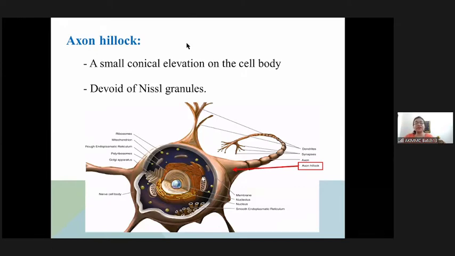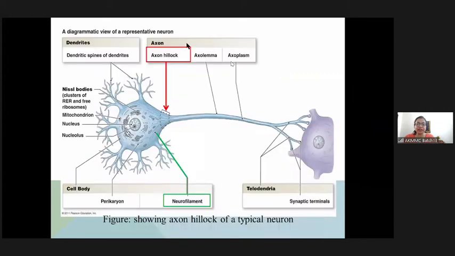Now, the axon hillock, what did I say? What is the axon hillock? It's a part of the cell body, not the axon. From here the axon will arise. This is the conical elevation of the cell body from where the axon will arise. This area is devoid of Nissl granule or Nissl body. Why? Because this area is filled by neurofilaments and mitochondria.